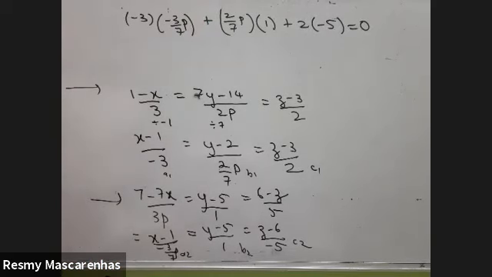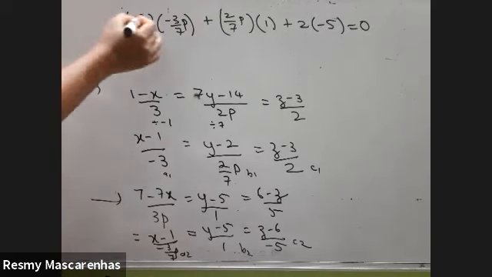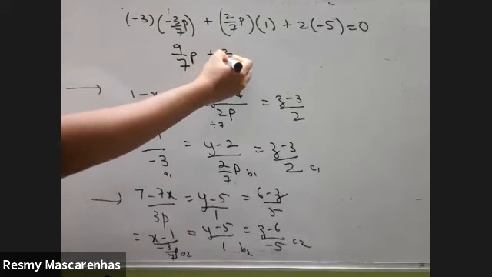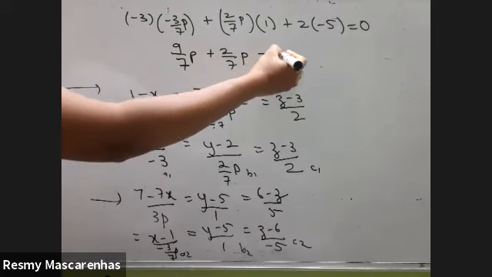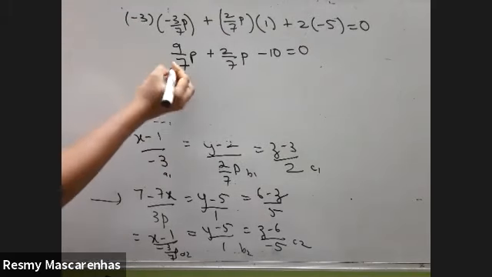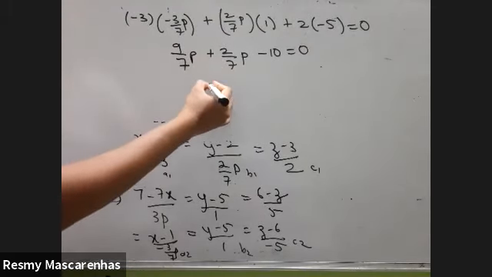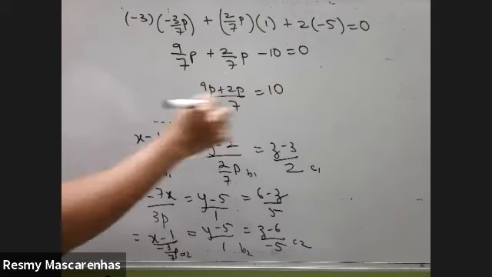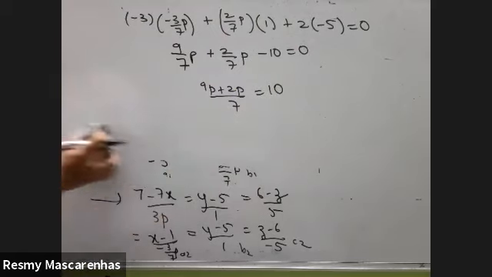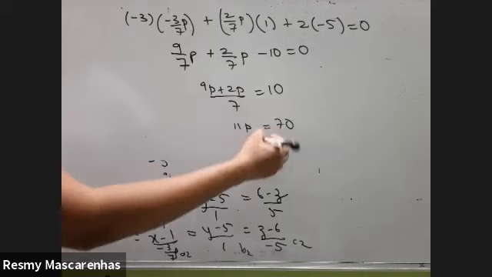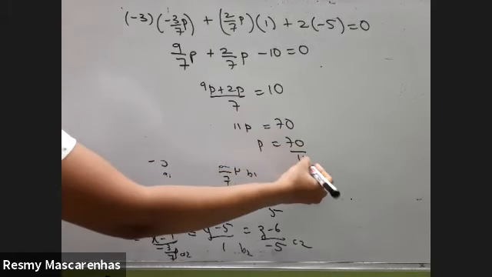Okay, now you calculate and then find the value. So this will anyway be 9 by 7 P, then 2 by 7 P minus 10. And you can take it on the other side. 7 is common. So this will become 70. And P is 70 upon 11, which is your answer.